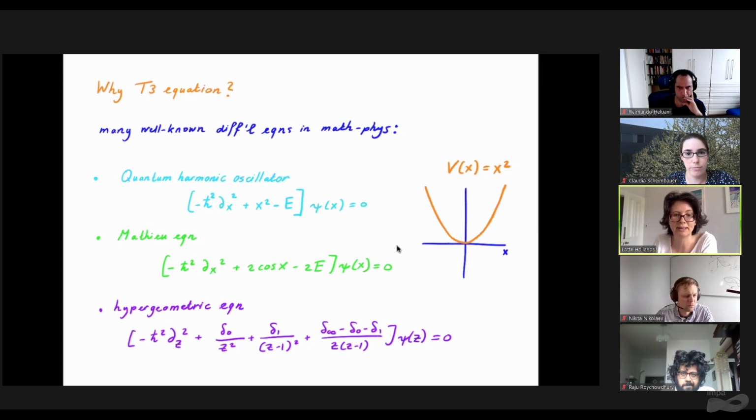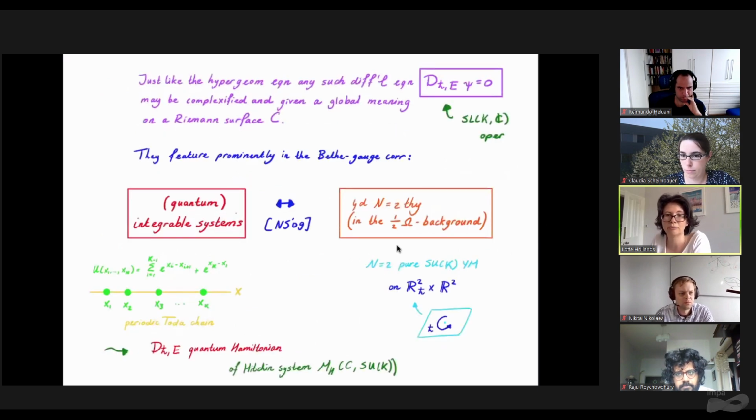And yet another example, of a bit more mathematical nature, is the Gauss hypergeometric equation, which is a prototype of a Fuchsian differential equation on the 3-punctured sphere. So that means it has 3 regular singularities at z equal to 0, 1, and infinity. So just like this hypergeometric equation, any Schrödinger equation may be complexified and given a global meaning on a Riemann surface C. These global operators are sometimes called opers.